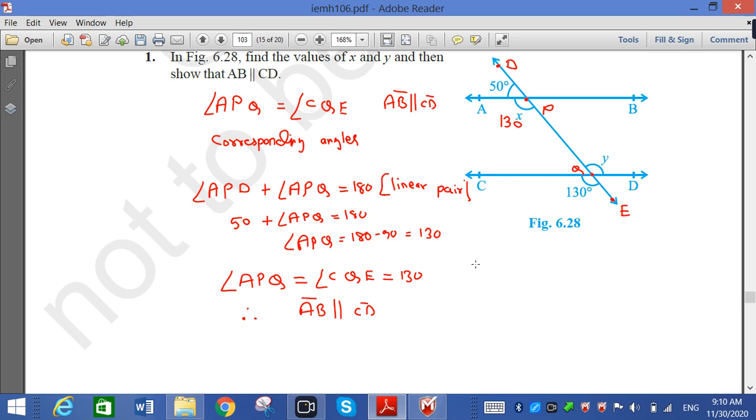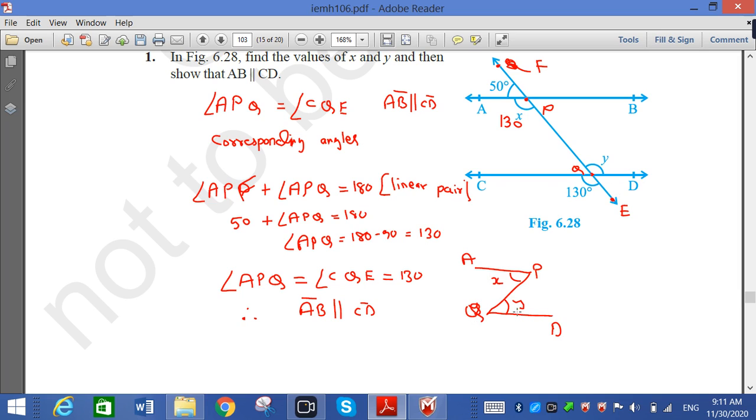Again, now, if two lines are parallel, then here it is the interior angles pair. Here it is x and here it is y. So A, P, Q and D. Here D has to change, so we have to change the name of it here. Let us give the name F, because D is already there.